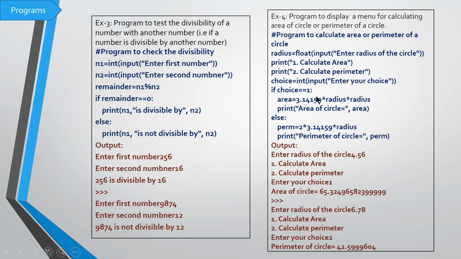Actually, instead of the pi value, Python itself will provide you an option to use the pi value. We have not yet discussed the math module. When we discuss the math module, instead of hard coding the pi value, we will see how to use it. You will be getting an accurate pi value when you use math.pi.